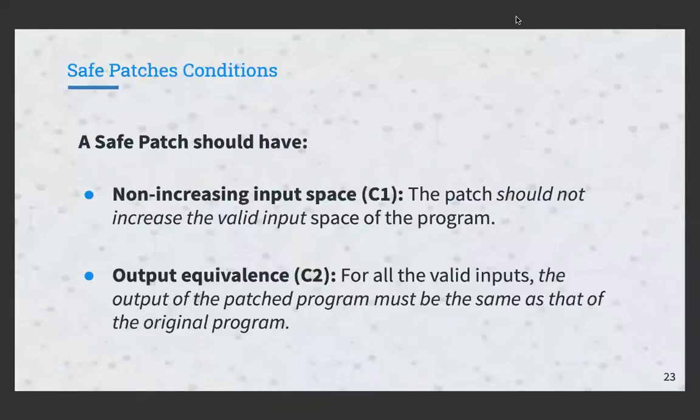Specifically, we consider a patch to be safe if it satisfies two conditions. The first condition is non-increasing input space. Here, the patch should not increase the valid input space of the program. The second condition is output equivalence, where for all the valid inputs, the output of the patched program should be the same as that of the original program. To verify these two conditions, we can define them at function level. And if these two conditions hold for each function, then we can say that these two conditions hold for the entire program.